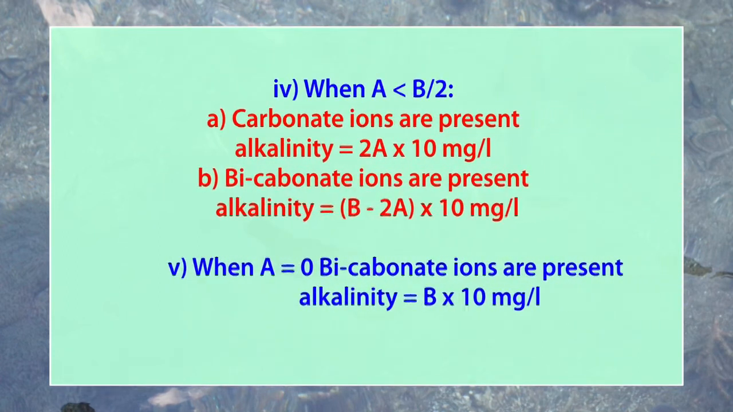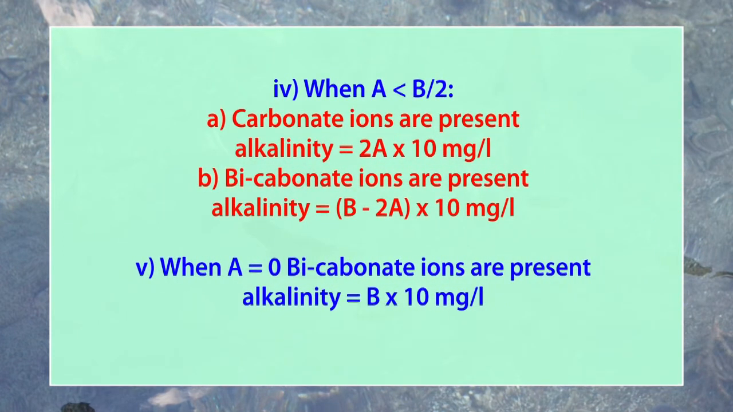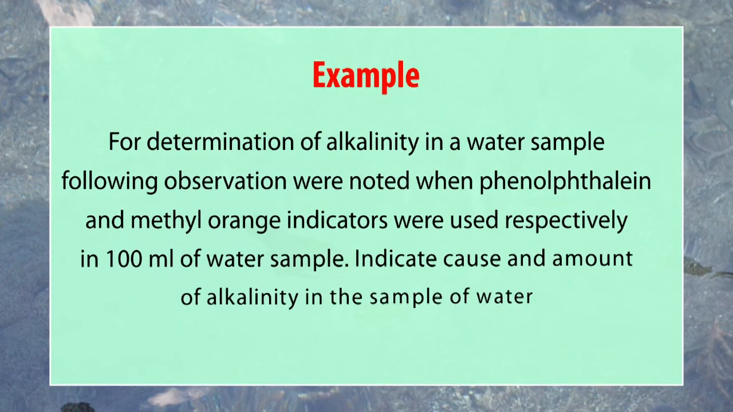Fourth possibility, when A is less than B by 2, here again two possibilities. If carbonate ions are present, then alkalinity is equal to 2A into 10 milligram per liter. If bicarbonate ions are present, alkalinity is equal to (B minus 2A) into 10 milligram per liter. Fifth possibility, when A is equal to 0, bicarbonate ions are present, then alkalinity is equal to B into 10 milligram per liter. So here is an example, one numerical problem.